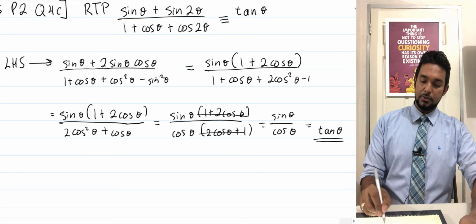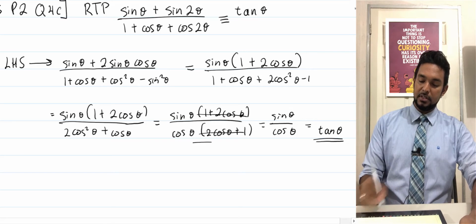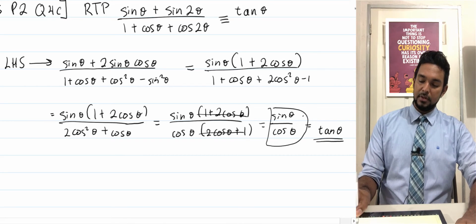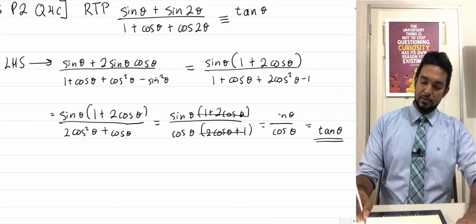We factorized with cosine, giving us the 2 cos theta plus 1 in the bracket, which would then cancel with the 1 plus 2 cos theta in the numerator, leaving us with sine theta, or as I have here, gin theta, I don't know.